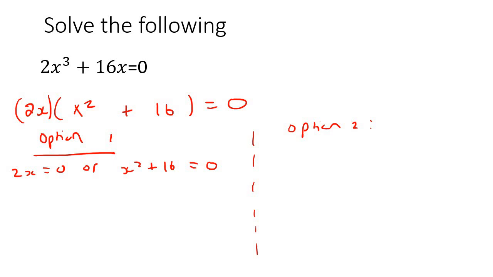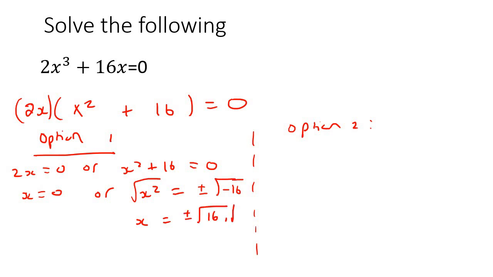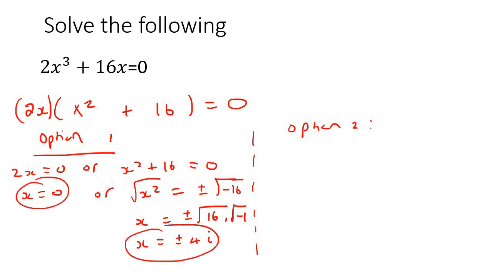For this one, you're just going to end up with x equals 0. And then for this one, you take the 16 over to the other side, and we're going to square root both sides. Always say plus minus over here. Oh no, it was negative 16. Then you're going to say x equals plus minus the square root of 16 multiplied by the square root of minus 1. That ends up becoming plus minus 4, and the square root of minus 1 is i. So there are your 3 answers: 0, positive 4i and negative 4i.